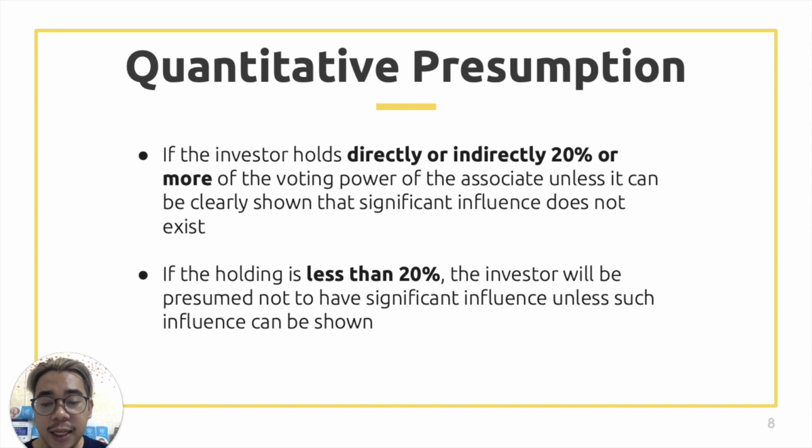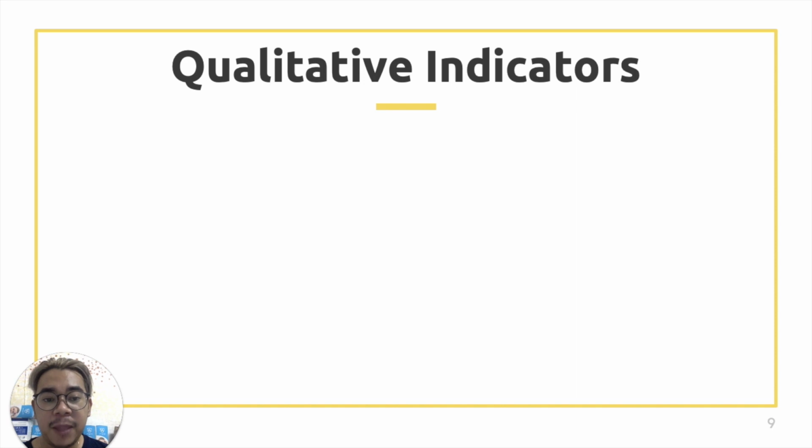Also, if your holding is less than 20%, for example 19, 18, etc., the investor will be presumed not to have significant influence unless it can be shown that there is. So, this is just the presumption. What will override it are the qualitative indicators. So, even if, for example, our holding is less than 20, there can still be significant influence. And even though it is more than 20%, say 25 or 30%, it doesn't mean that there is automatically significant influence. Sometimes there still isn't, because of the qualitative indicators.